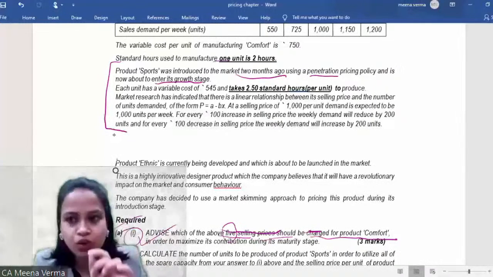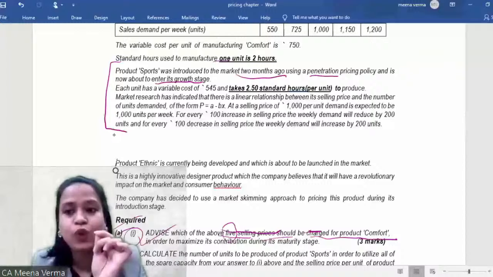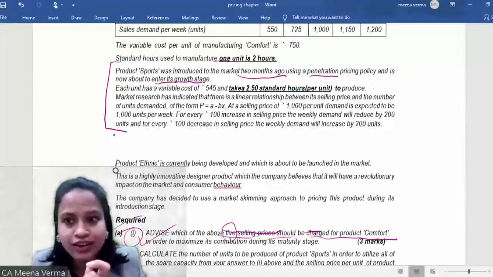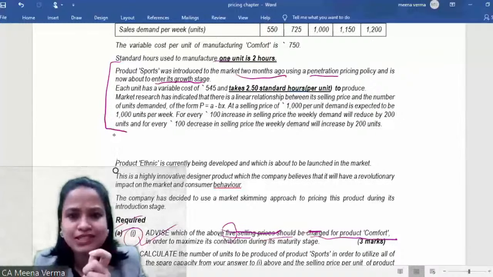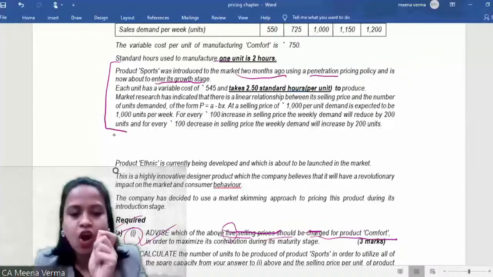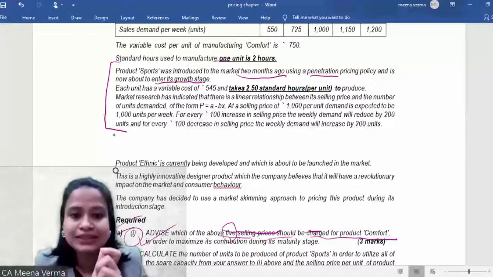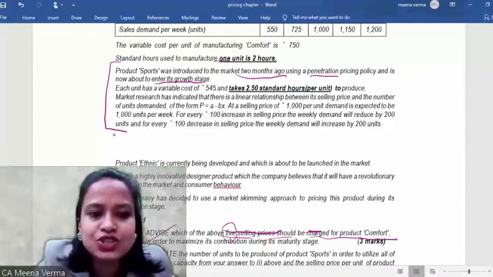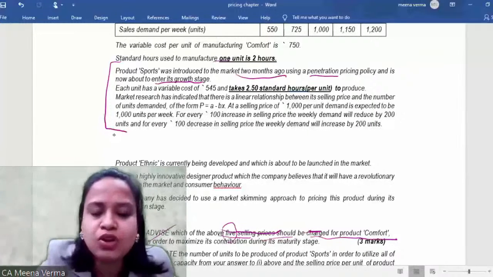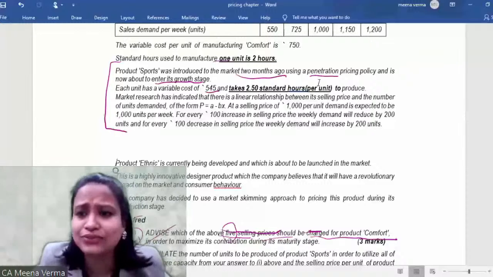Remember, in the growth stage, the competition will begin. At maturity, competition will be intense, very high competition. In growth stage, competition will begin. And in the introduction stage, no competition. So each unit has a variable cost of rupees 545.